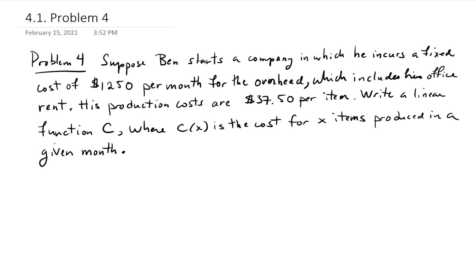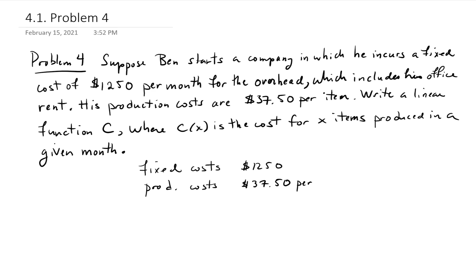Its production costs, however, are $37.50 per item. Write a linear function C where C of X is the cost for X items produced in a given month. Before you pause and try to solve this by yourself, notice that for this cost function we've got fixed costs, which are 1,250, and production costs.